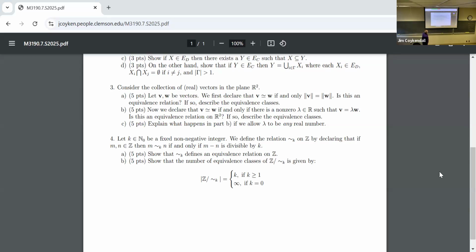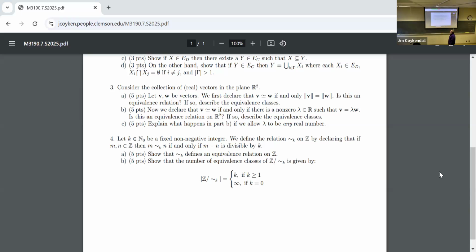Part B, we now declare two vectors to be related if there is a non-zero lambda in R such that V is a multiple of W. So we're now saying that two vectors are related if one of them is a multiple of the other, where the multiple is not zero. Is this an equivalence relation on R squared? And if so, describe the equivalence classes. And in part C, explain what happens in part B if we allow lambda to be any real number, not just non-zero.